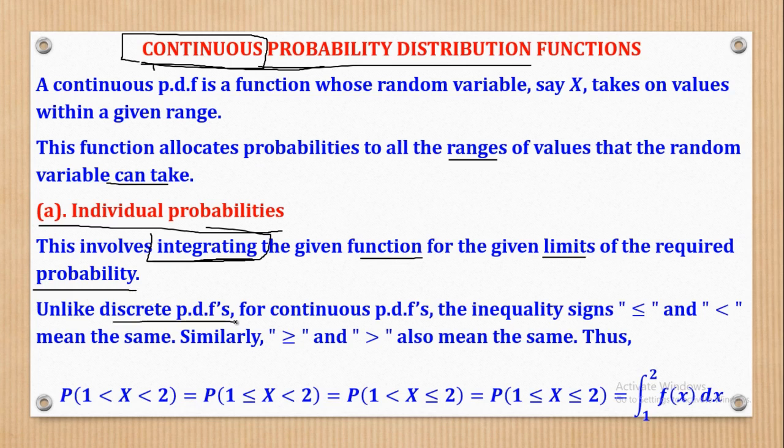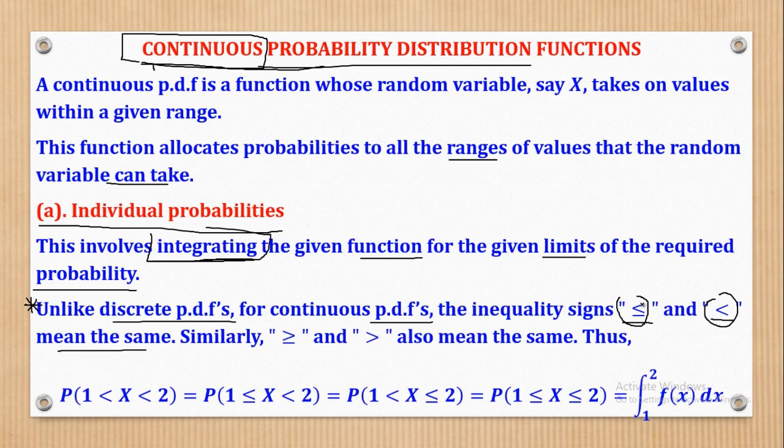Unlike discrete PDFs, for continuous PDF the inequality signs less than or equal to and less than mean the same. This is very vital. It's a distinction between discrete PDF and continuous PDF. For discrete, these inequalities mean different things. For example, if they say x less than or equal to 3, it means 3, 2, 1, 0, and x less than 3 is 2, 1, 0.